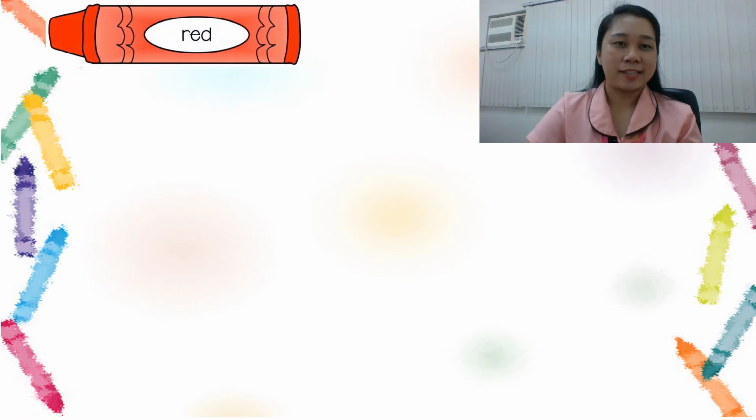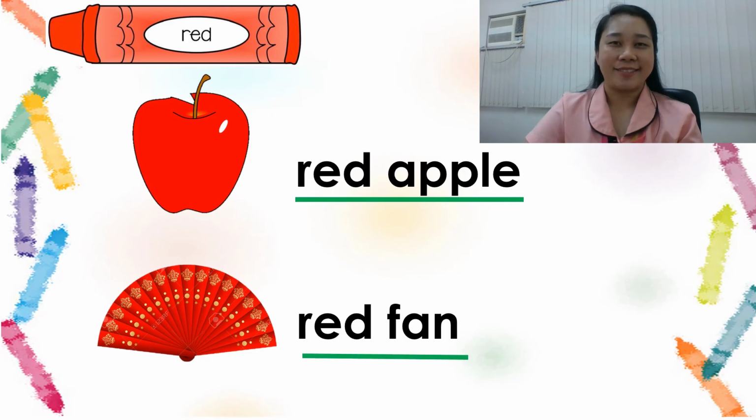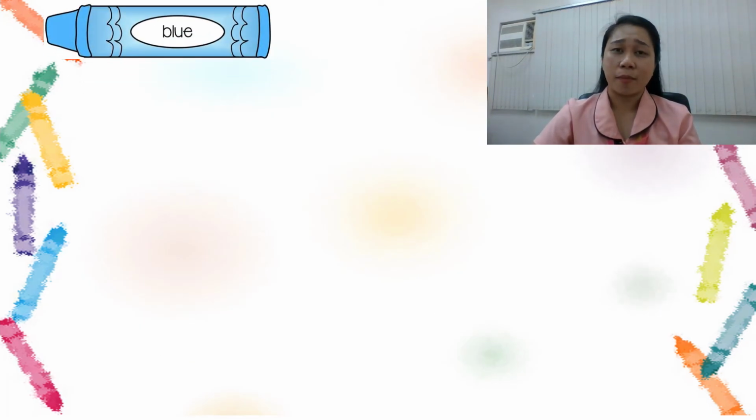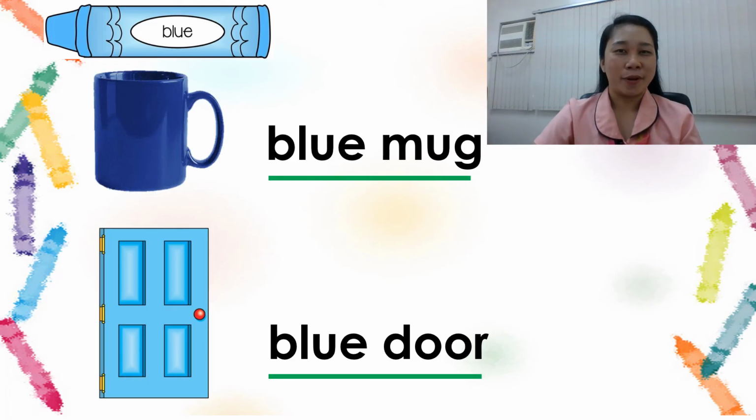Colors are everywhere. You can see colors around us. Here are examples of red objects. We have red apple and red fan. Next, let's have color blue. Here are examples of blue objects. We have blue mug and blue door.